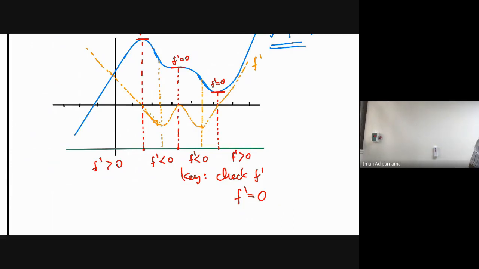Any questions first? Any questions? If I give you a random graph like this blue graph, can you try to figure out how to find the f prime, f double prime, or are you still confused? If still confused, maybe later I will give you another example.